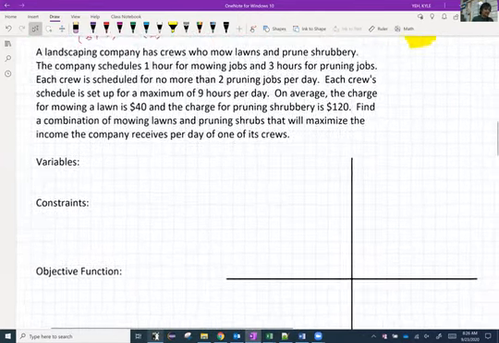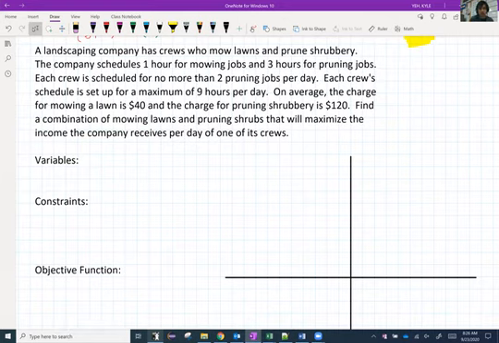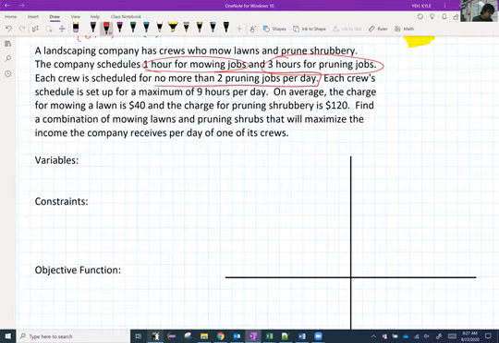Last problem of the day, I wanted to give you one that's a little more word problem-y. And so here's what that looks like. A landscaping company has crews who mow lawns, prune shrubbery. The company schedules 1 hour for mowing jobs and 3 hours for pruning jobs. I'm going to start annotating this a little bit. 1 hour for mowing jobs, 3 hours for pruning jobs. Each crew is scheduled for no more than 2 pruning jobs per day. Each crew schedule is set up for a maximum of 9 hours per day.